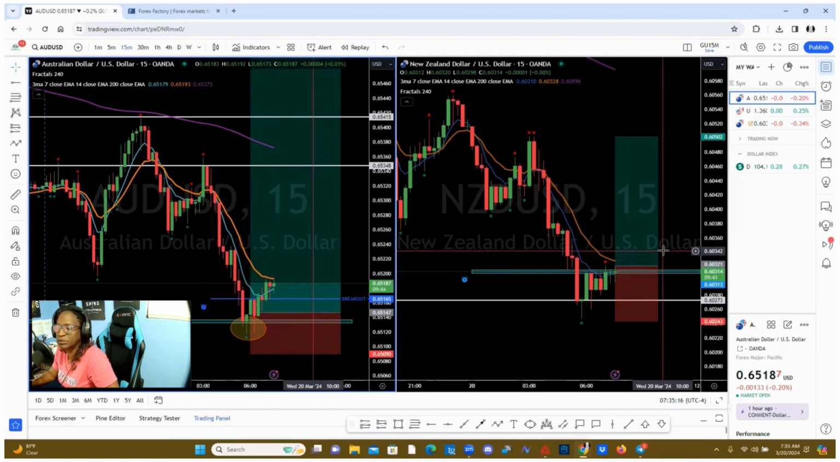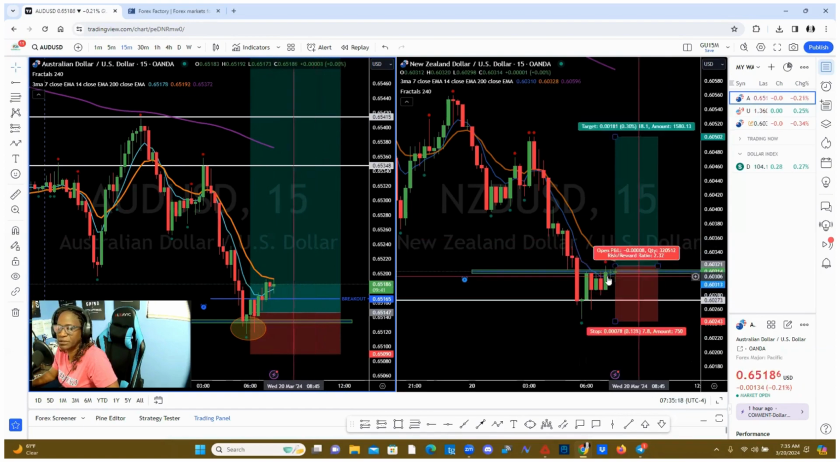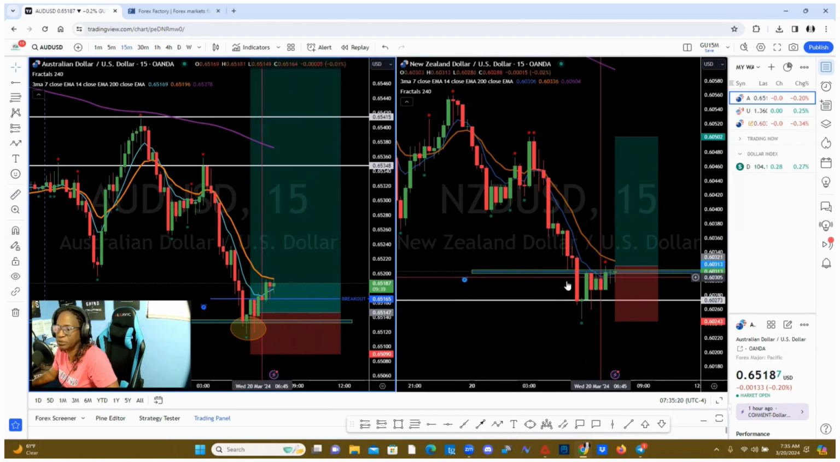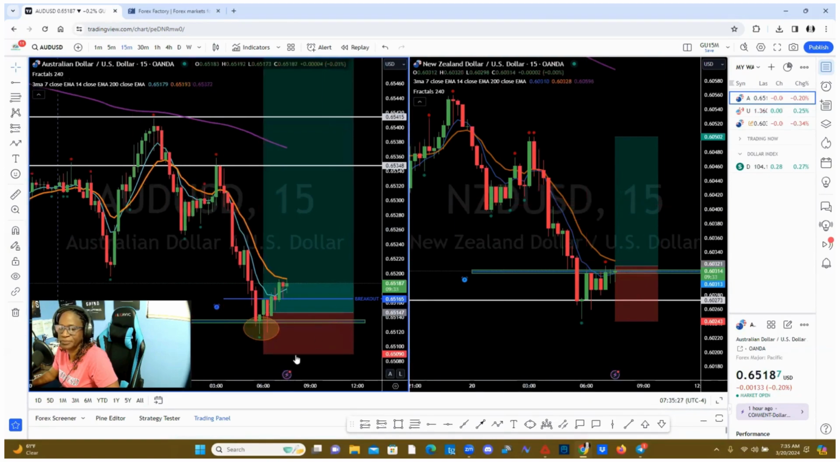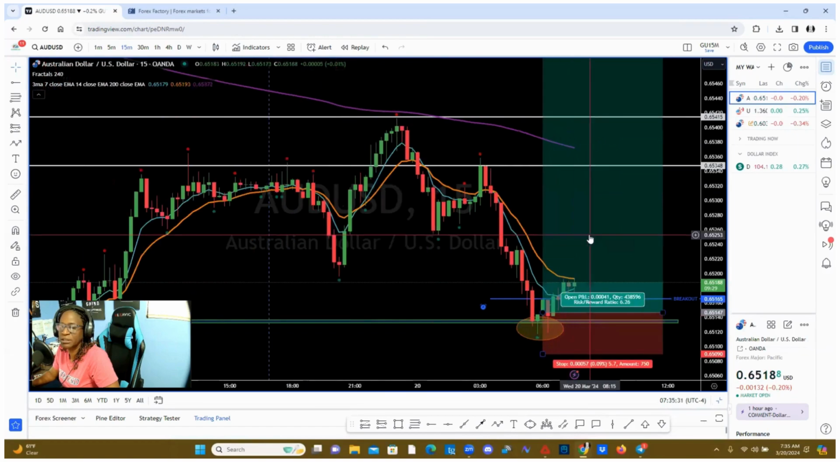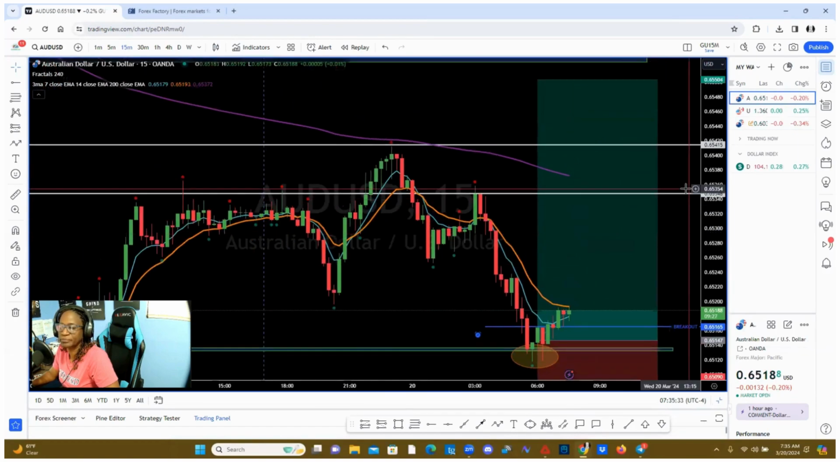CAD is looking good too, but it's not time as yet. So still need some confirmation on these two pairs. And let's see what the AUD does. Being patient, just being patient. So for now, we're just focused on this trade.